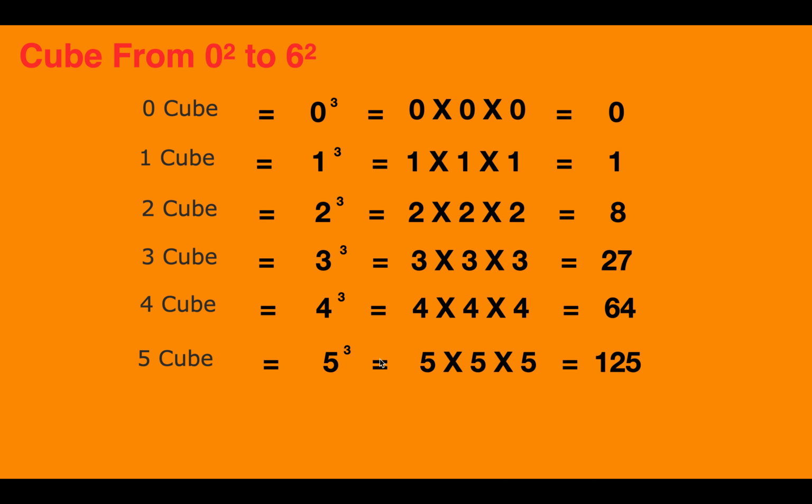5 times 5 times 5 equals 125. 6 cubed. 6 times 6 times 6 equals 216.